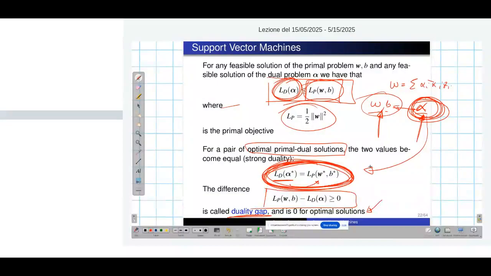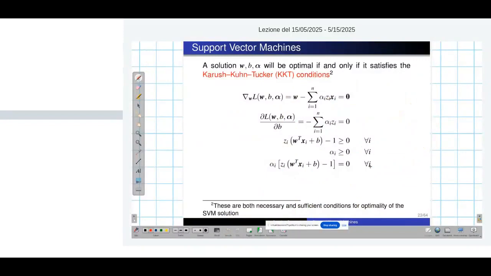Now this holds because our original problem was convex. These are not general for any kind of optimization problem. The things that we say here hold because the problem that we have is convex. Another thing that we can say on the SVM solution is that for a set of W, B, and alpha to be optimal, they must satisfy this set of conditions. This set of conditions essentially encodes all the things that we have set up to now. And these are both sufficient and necessary conditions. Any optimal solution must satisfy this. Any set of W, B, and alpha which satisfies this is also optimal.